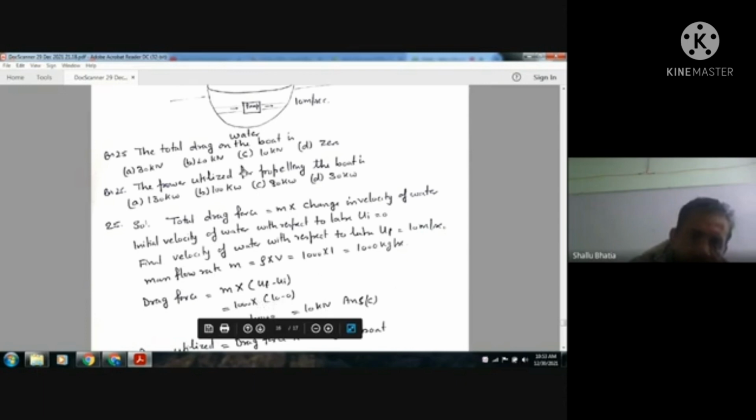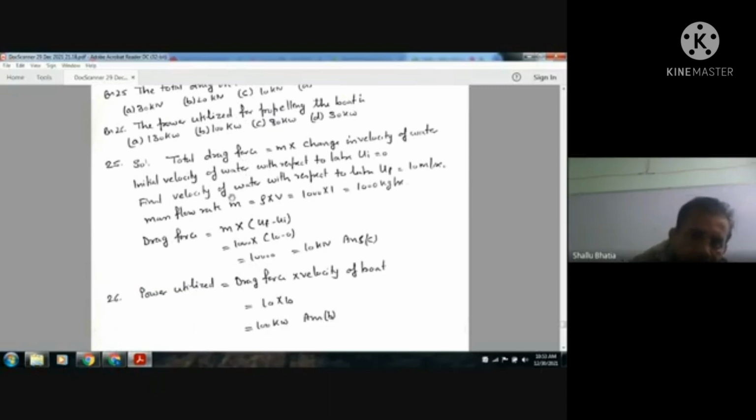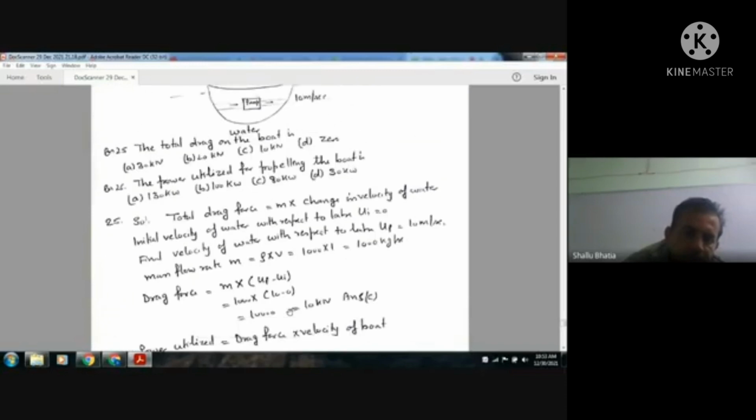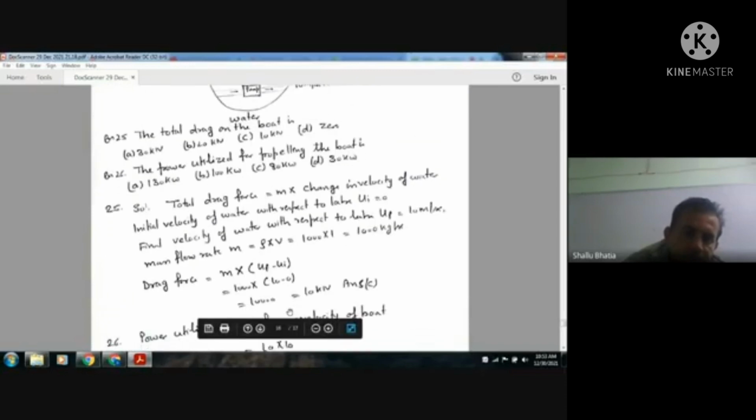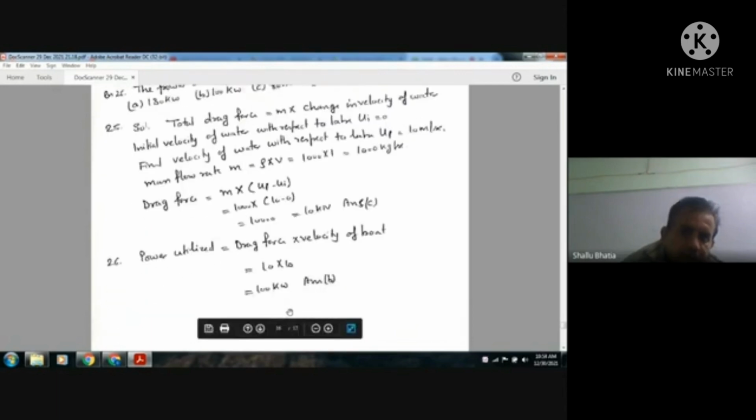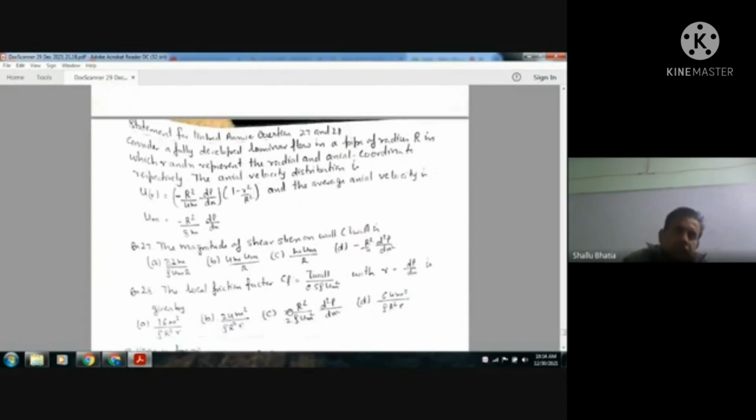Okay, and the power utilized to propel the boat is the drag force into the velocity of the boat. The drag force is 10 kilonewtons and the velocity is 10. So the answer is 100 kilowatt. So for the first part, the answer is 10, and for the second part, the answer is 100 kilowatt. Okay. Next, question number 27.